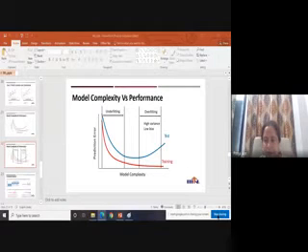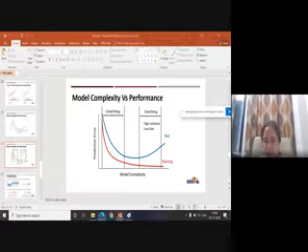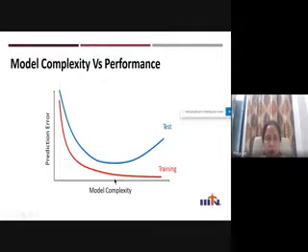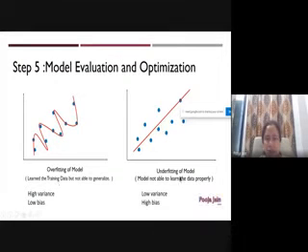Underfitting will always have low variance and high bias. Low variance, it is not varying at all. So it will have low variance and very, very high bias.